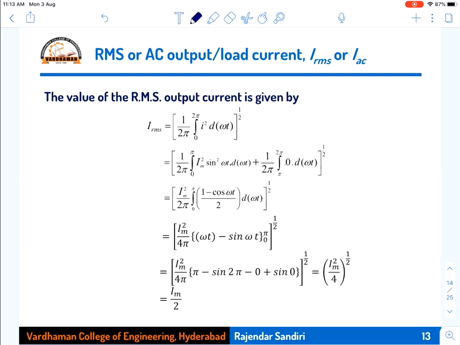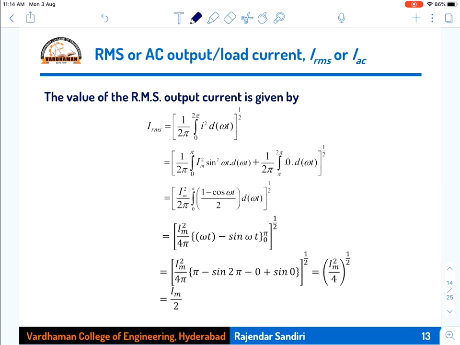The average is 1 by 2 pi integral 0 to 2 pi I d omega t. That I value we have to square, so I square we will take as 1 by 2 pi integral 0 to 2 pi I square d of omega t, whole power of 1 by 2. That's what we call RMS, root mean square. Therefore, for the formula for IRMS, we will take one complete cycle.